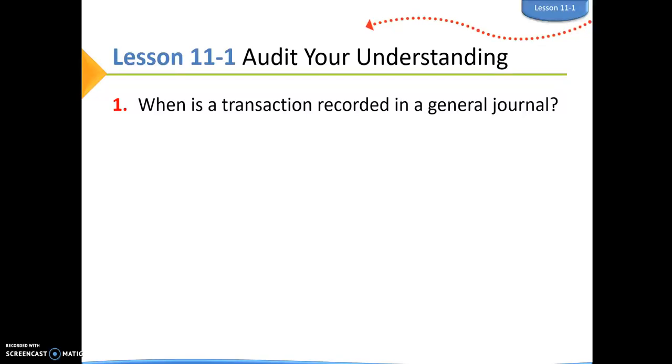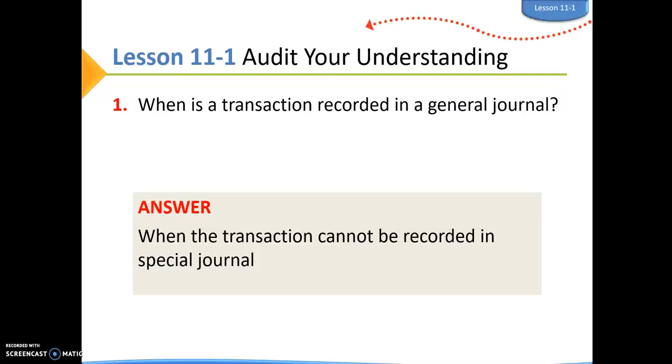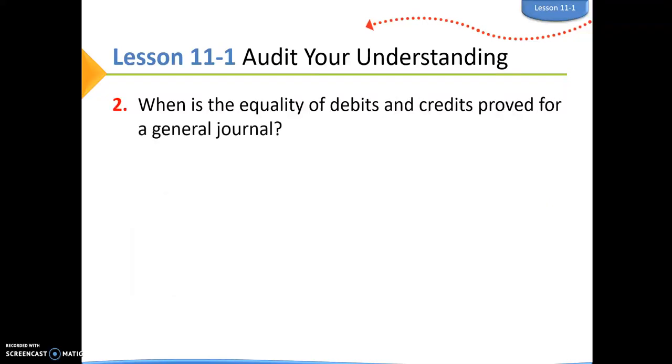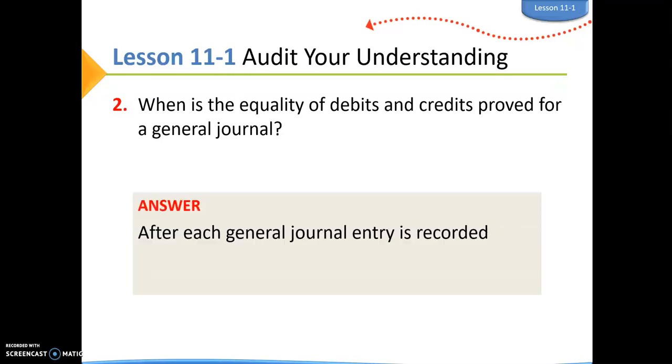When is a transaction recorded in a general journal? When the transaction cannot be recorded in a special journal. When is the equality of debits and credits proved for a general journal? After each general journal entry is recorded.